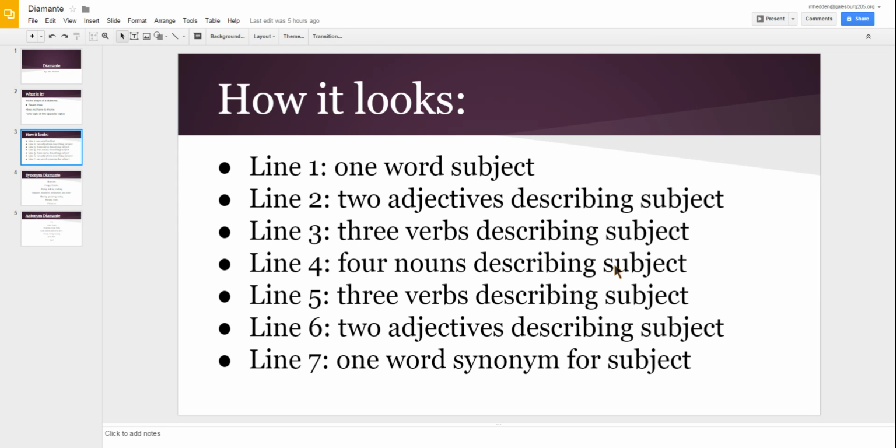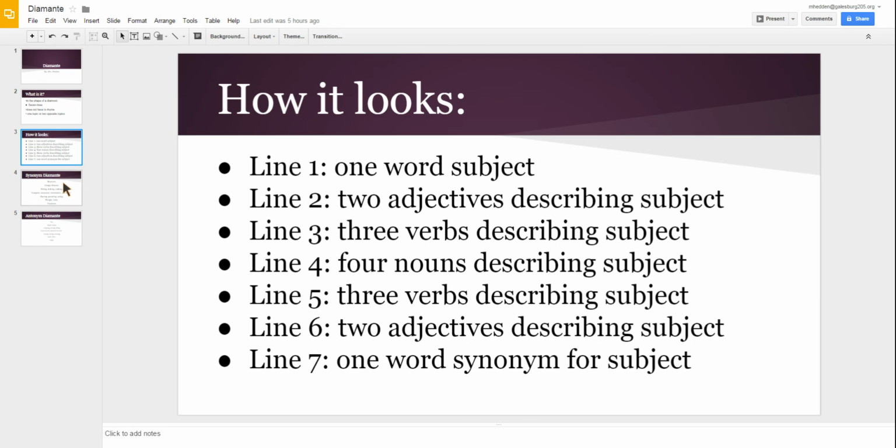Now, here's where it gets a little different. The fourth line, you pick 4 nouns, 4 people, places, or things to describe your subject. Your fifth line, you're working back down. So you've got your 3 more verbs describing the subject. And then line 6, you've got 2 more adjectives describing the subject. Now, your 2 adjectives and 3 verbs here have to be different from the 2 adjectives and 3 verbs at the top. Then your line 7 is going to be a synonym for your subject, okay?